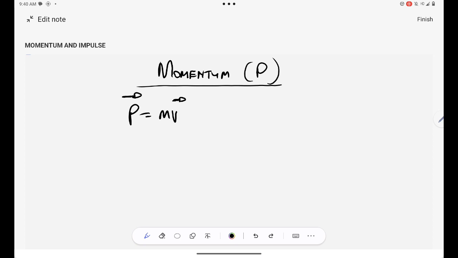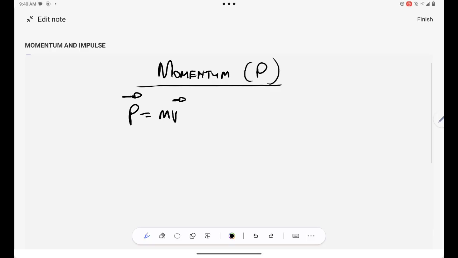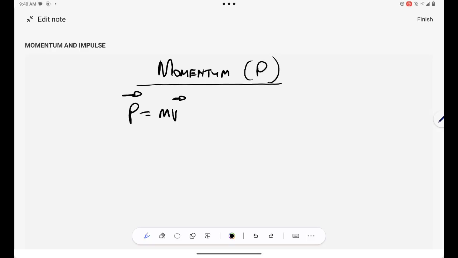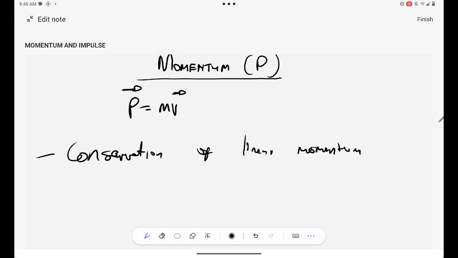And then the second part, which is the most important part I want us to deal with, is the conservation of linear momentum. The conservation of linear momentum simply tells us that in an isolated system, the total linear momentum is conserved in both magnitude and direction. Conservation of linear momentum. It simply states that in an isolated system, the total linear momentum is conserved in both magnitude and direction.